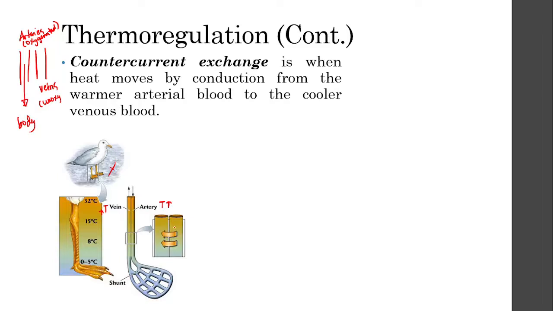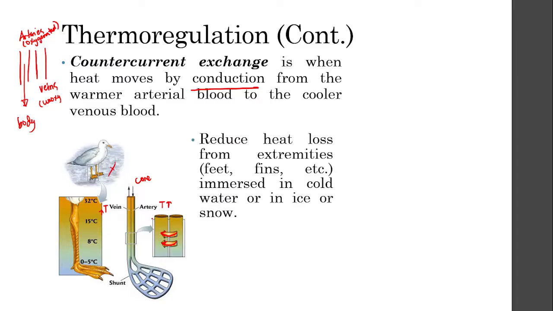So what happens is that the blood in the arteries, which again comes from the core body, is actually much warmer, so the heat is being transferred via conduction, basically just by physical contact because the vein and the artery are close together. So the blood in the vein is still being warmed up, hindi siya sobrang lamig. So why is this important? It's because it helps reduce heat loss from the extremities.